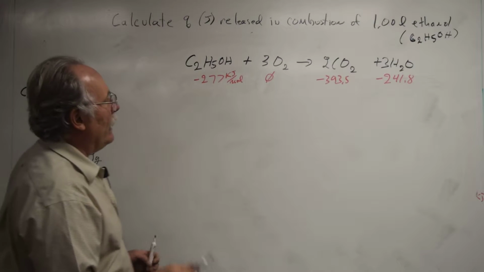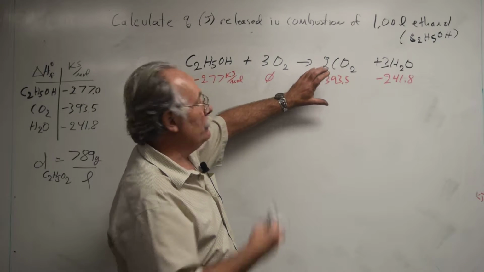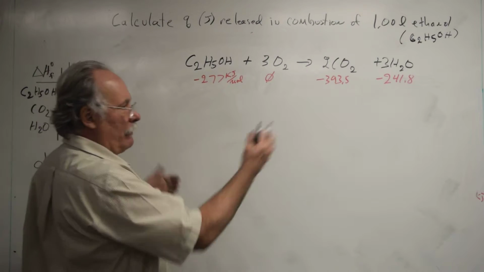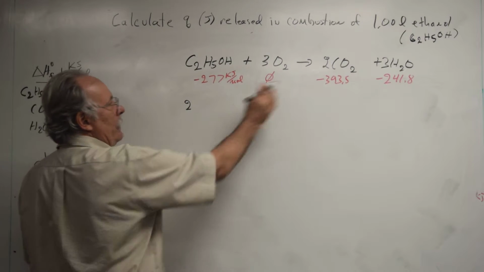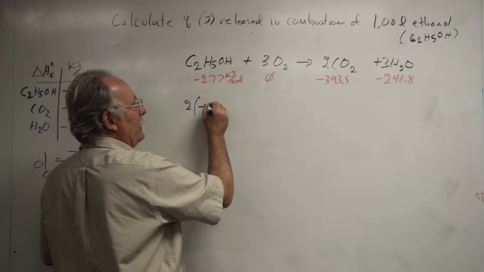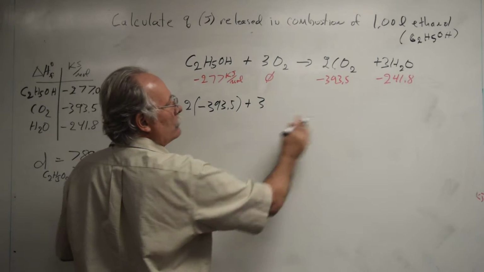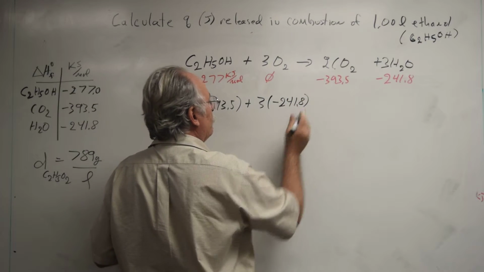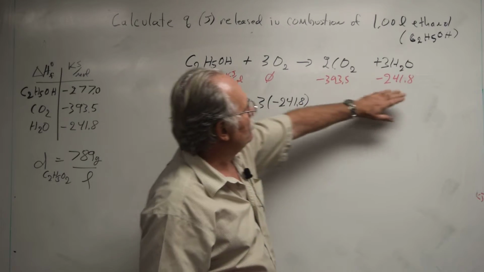Okay, now we know that the enthalpy of reaction is the enthalpy of formation of the products because you made them, minus the enthalpy of formation of the reactants because you didn't make them, you broke them apart into their atoms in their standard states. So I have 2 moles of the carbon dioxide at minus 393.5, and you obviously multiply by the coefficient. I add to this 3 moles of the water at minus 241.8, and now I have added the coefficients times the molar enthalpies of formation of my products.